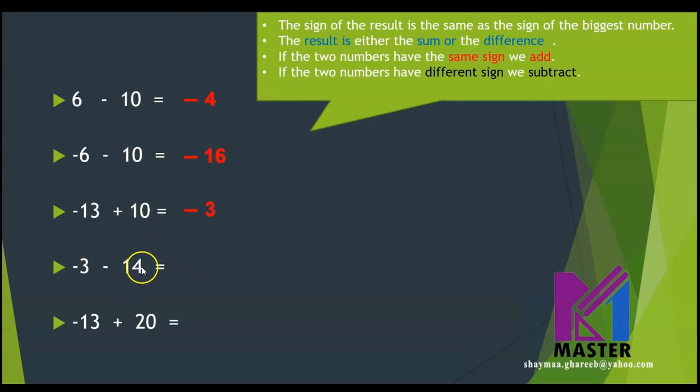Okay, then the sign of my answer will be the same as the biggest number, which is 14. It has a negative sign, then my answer will be negative. Am I going to add or subtract? I'm going to add. Why? Because both numbers have the same sign. So it will be negative 17.